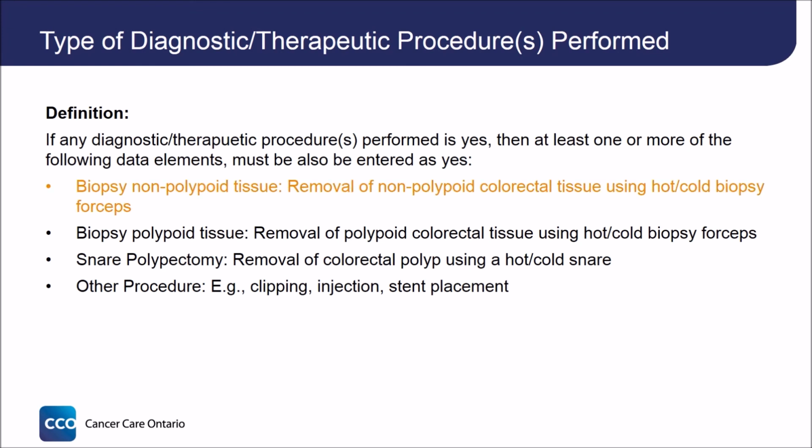Biopsy, non-polypoid tissue. This data element is defined as the removal of non-polypoid colorectal tissue using either hot or cold biopsy forceps. Biopsy polypoid tissue, defined as the removal of polypoid colorectal tissue using either hot or cold biopsy forceps. Snare polypectomy, defined as the removal of a colorectal polyp using either a hot or a cold snare. Other procedures. This data element is defined as any other procedures performed during the colonoscopy, including injection, clipping, or stent placement.